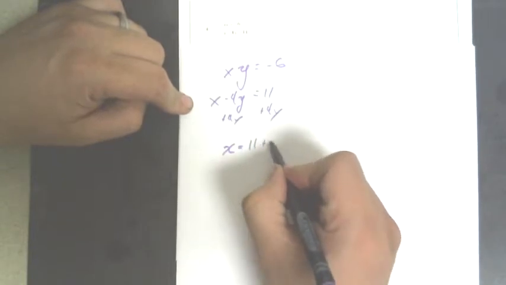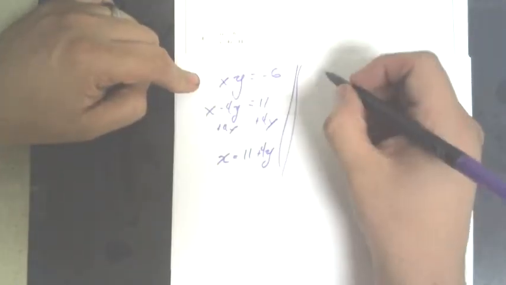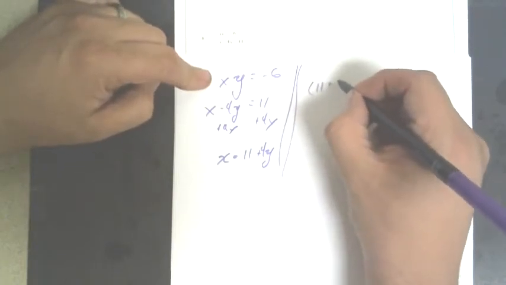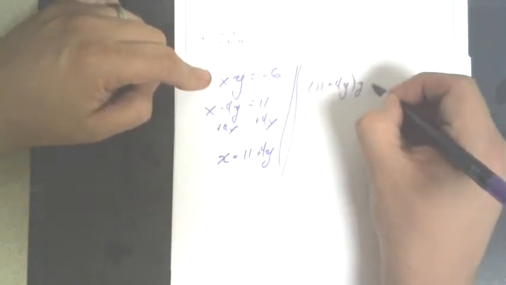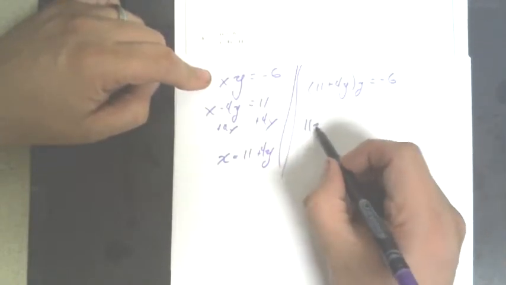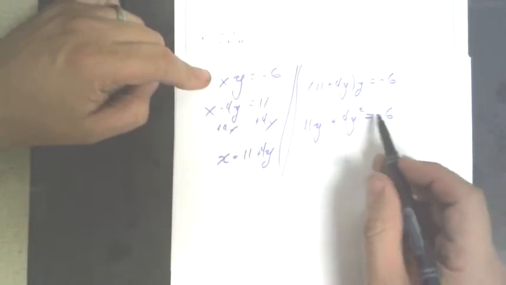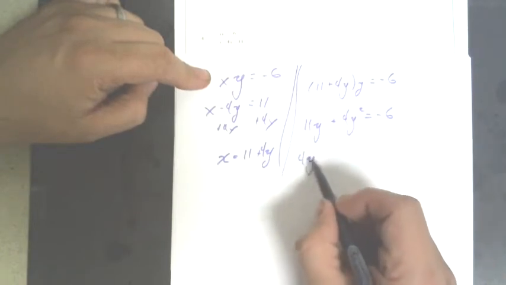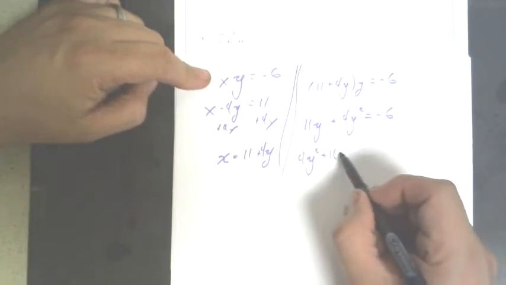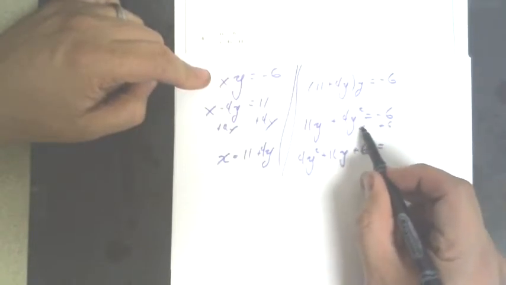So x equals 11 plus, sorry, 4y. Substitute that back into the other equation. So x is now 11 plus 4y, times y equals negative 6. So distribute that y: 11y plus 4y squared equals negative 6. And I'll put that in standard form and add the 6 over, equals 0. And you've got a quadratic.